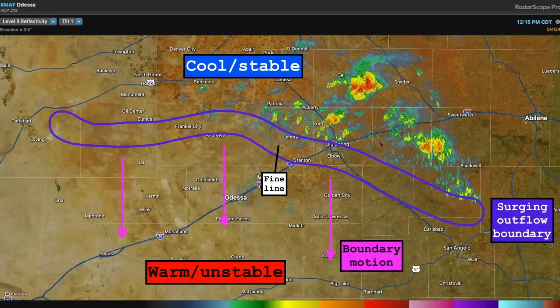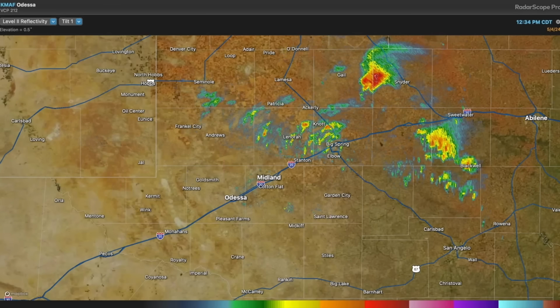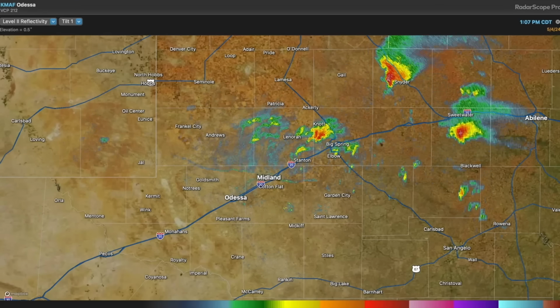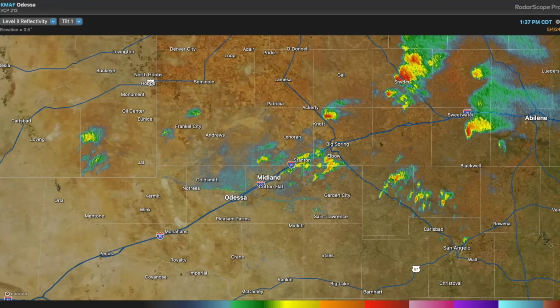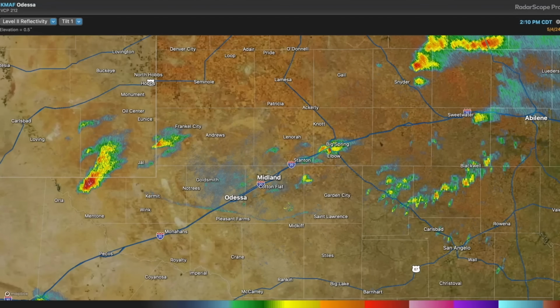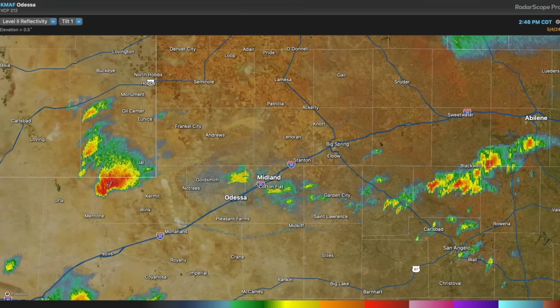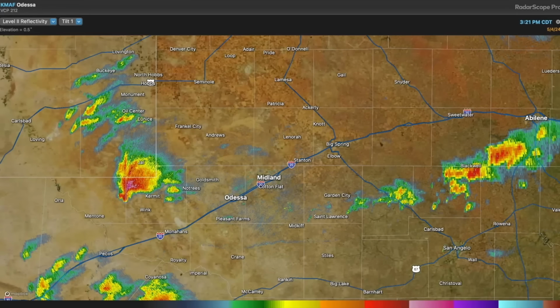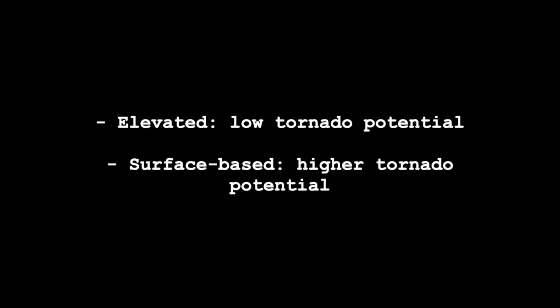Boundaries that move quickly or surge are still able to initiate storms, but they quickly move to the cool side of the boundary, becoming elevated above the cooler, more stable air, and losing access to warm, moist inflow that exists on the warm side of the boundary. Elevated storms have very low tornado potential because of this, while storms that track along or on the warm side of a boundary are typically surface-based, meaning that they're able to draw in inflow rooted at the surface that's warm, moist, and unstable, which aids in tornado production.